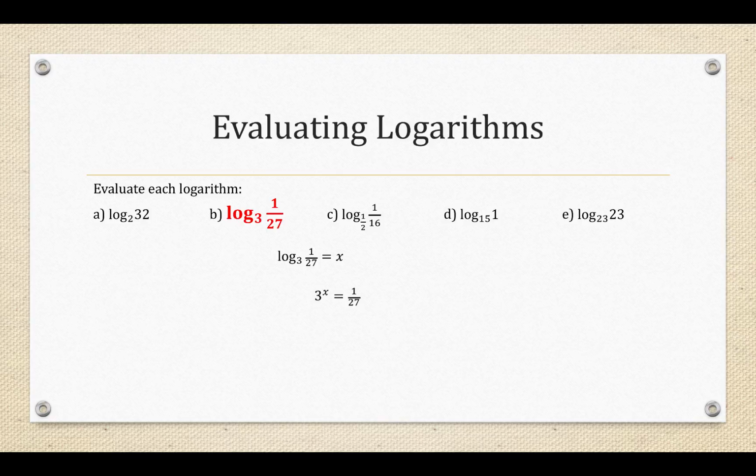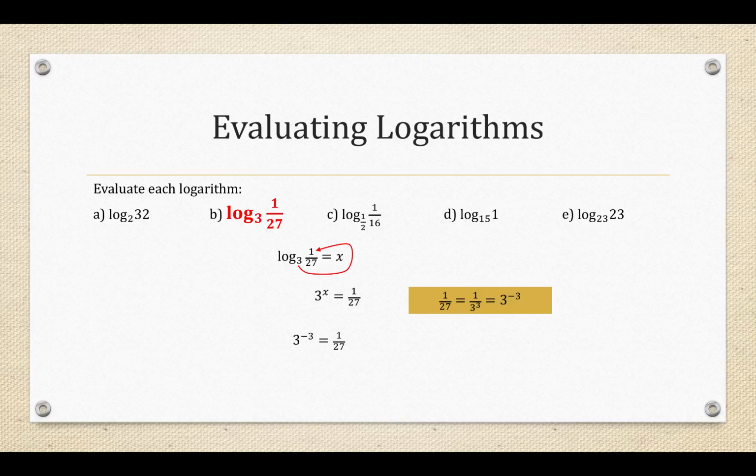Now 1 over 27 in its form at the moment isn't really useful to us, so what we want to look at is how that can be arranged as a power with a base of 3. 1 over 27 is equal to 1 over 3 to the power of 3, which is also equal to 3 to the power of negative 3. So we can straight away apply that format in this question. So we have 3 to the power of negative 3 is equal to 1 over 27.